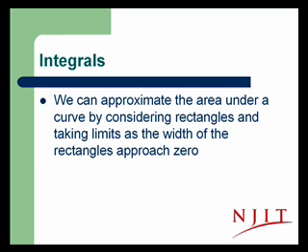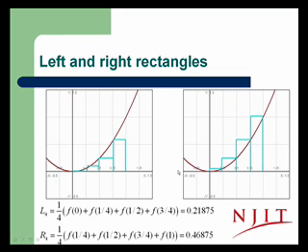Now let's go on to integrals. We can approximate the area under a curve by considering rectangles and taking limits as the width of these rectangles goes to 0. Let's take a look. We have the function y equals x squared, and we're presenting it on the interval from 0 to 1. And we consider what we call left rectangles, where we consider the left point of an interval. Here, the interval from 0 to 1 is broken up into 4 pieces. Each has width 1/4. And we make a rectangle under the curve at x equals 0, at x equals 1/4, at x equals 1/2, and at x equals 3/4.